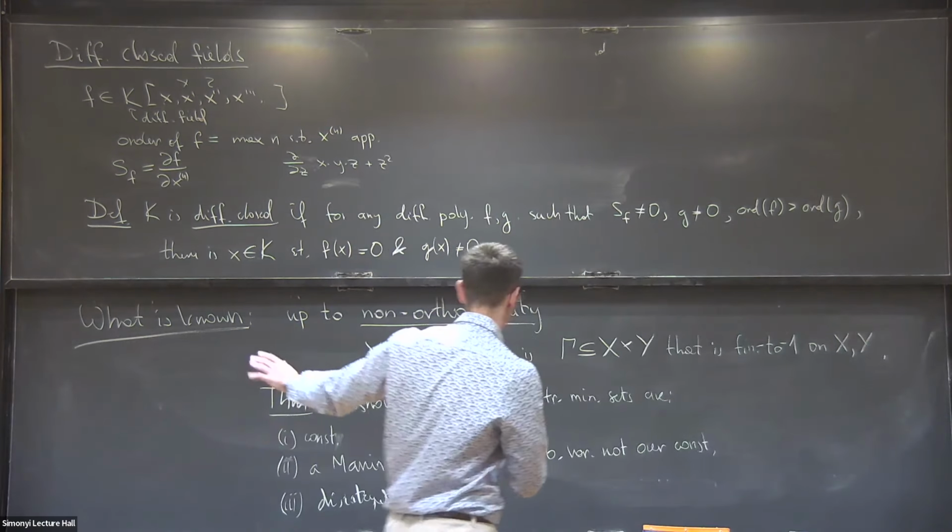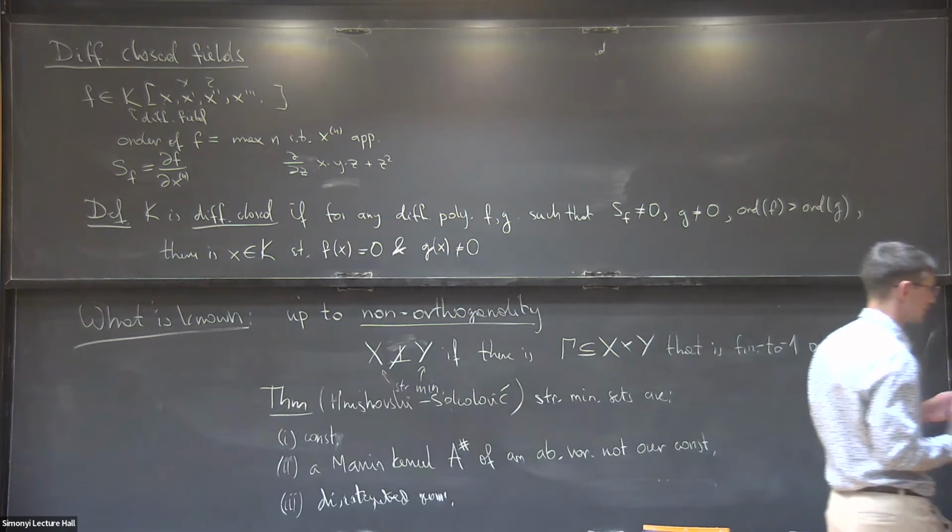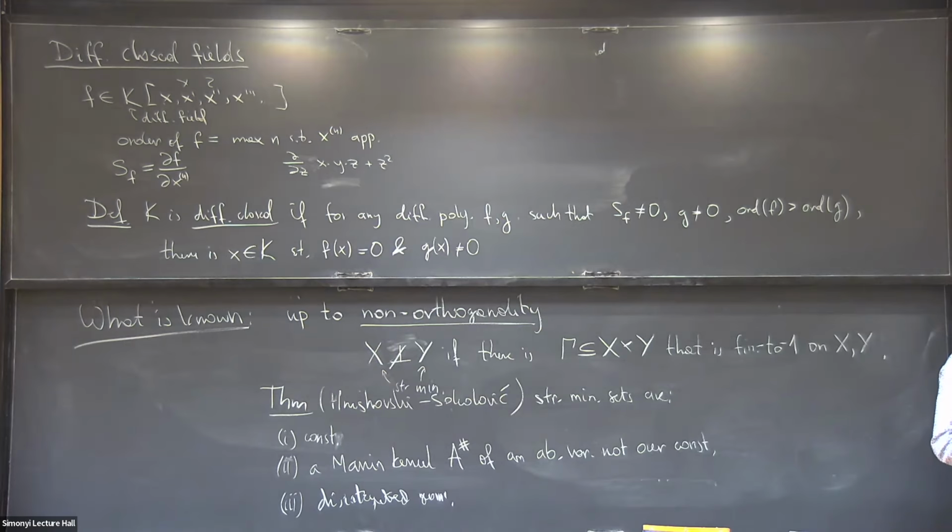So here, in a differentially closed field, constants are algebraically closed. So this is like this part. But if you assume that constants are not algebraically closed, you mean, can you do Picard-Vessiot with?